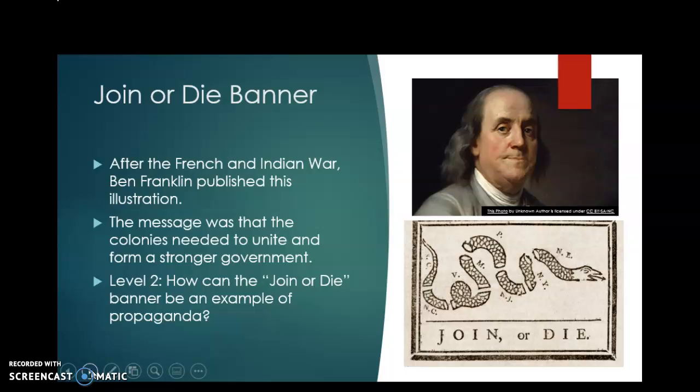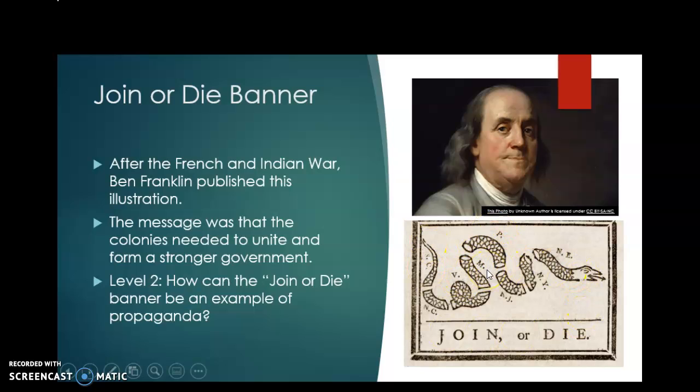So the Join or Die banner that we looked at in our Do Now was published by Benjamin Franklin after the French and Indian War. The message is that the colonies needed to unite and form a stronger government. If you look to your right, you're seeing the snake all cut up, but each part of the snake represents a different colony. So we have New York, Pennsylvania, Maryland, Virginia.